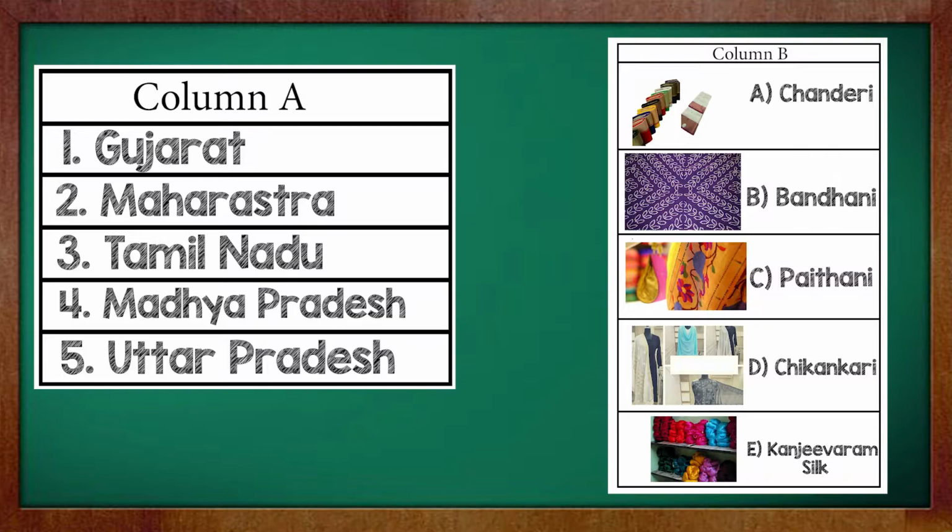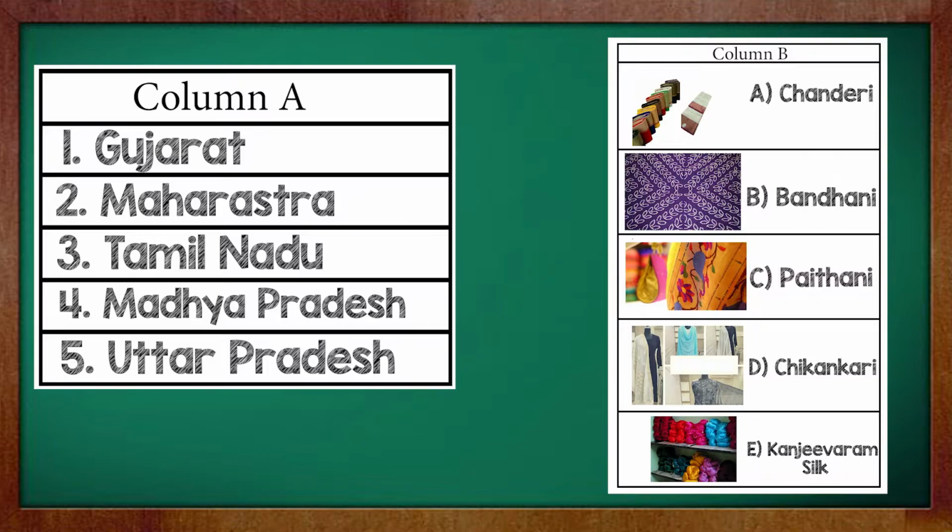Now, let's see the place of origin for different types of cloth. The first state that we have is Gujarat. Do you know the fabric that is very famous from Gujarat? It is Bandhani. Next, the state is Maharashtra. Maharashtra is very famous for its Paithani saris.